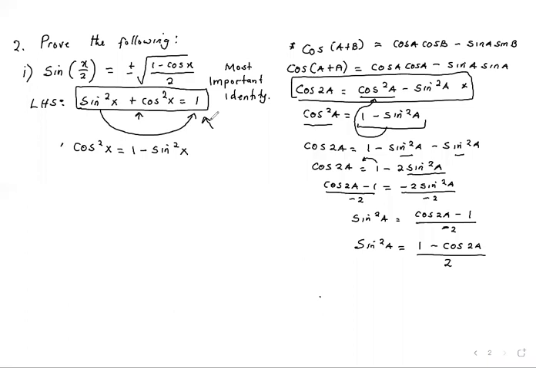Okay, now you keep this. Then we said, under compound identities, cos(A plus B) is the same as cos A cos B minus sine A sine B. Any questions? This part? No, sir. Okay.